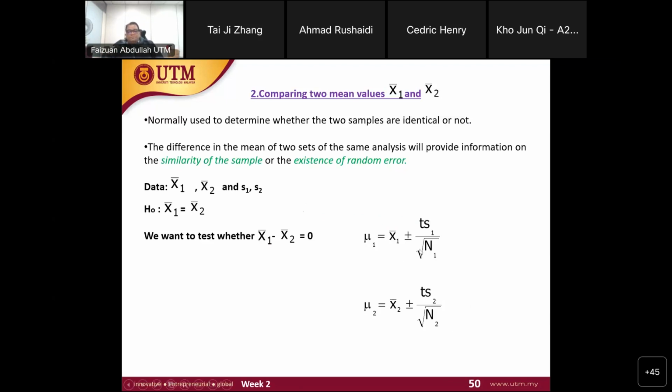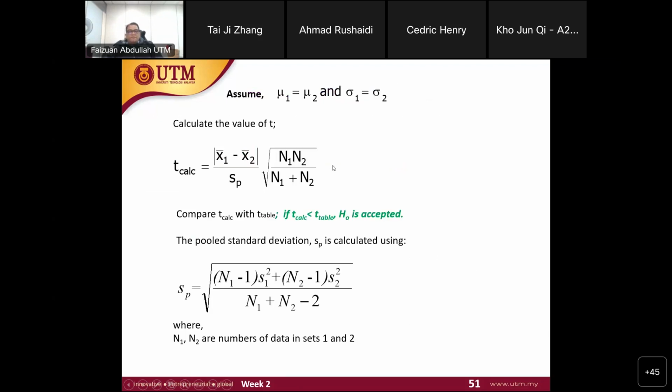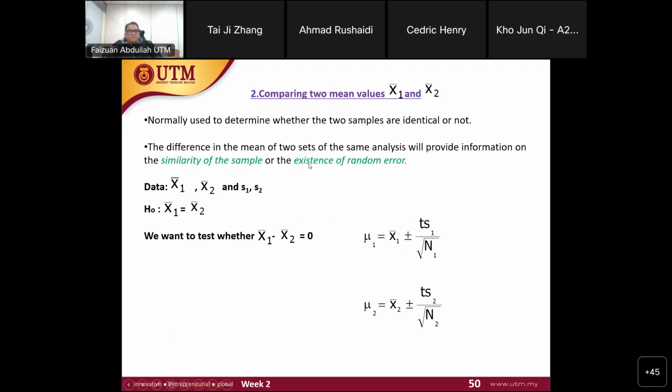So the similar t-test equation, the t equation. We have two here, set 1 and set 2. And then we just assume mu1 equal to mu2 and sigma1 equal to sigma2 and calculate the value of t. So how does the t calculated become like this? Okay, because of what?